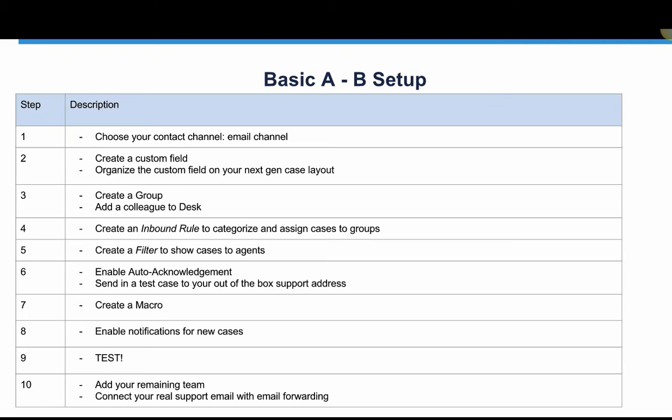And then we're going to create a macro, which is essentially a canned message that my agents can use to make their replies faster. In step 8, I'm going to enable some notifications for new cases so that if my staff are not working in Desk all the time, they'll get an email notification to their inbox letting them know that there is a new inquiry. In step 9, we'll do a lot of testing, and that's where you guys will actually have a chance to participate as well. And then finally, when I'm done all my testing, that's typically when I add the remaining team members and actually connect the real support email address where customers are emailing me.